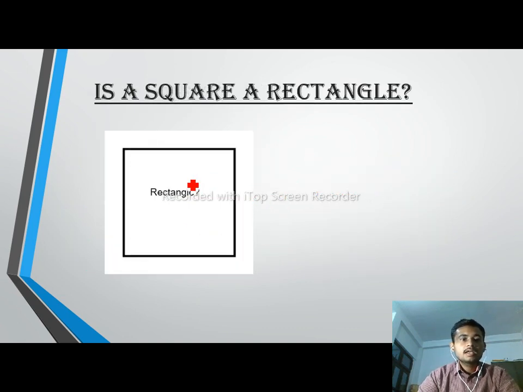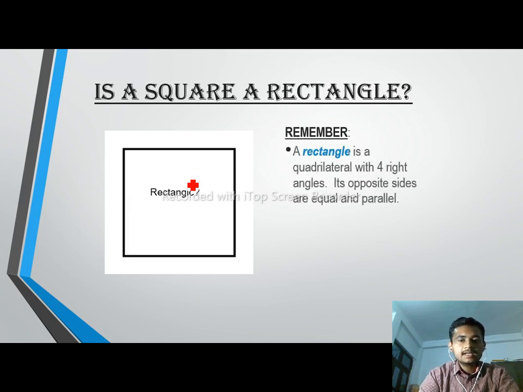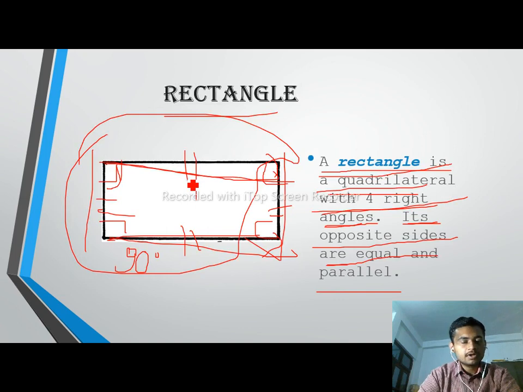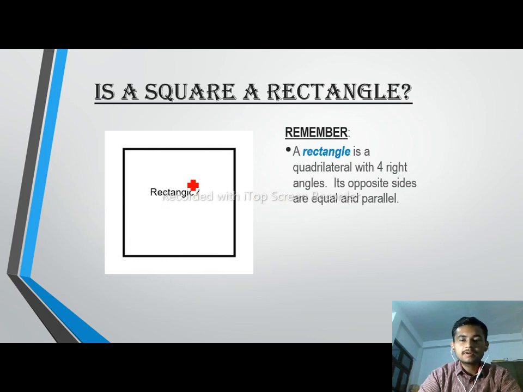Now, is a square a rectangle? A very important point. This is a question you might have heard: is a square a rectangle or not? Let's see. What you have to remember: a rectangle is a quadrilateral with 4 right angles. Its opposite sides are equal and parallel, as we have already discussed.